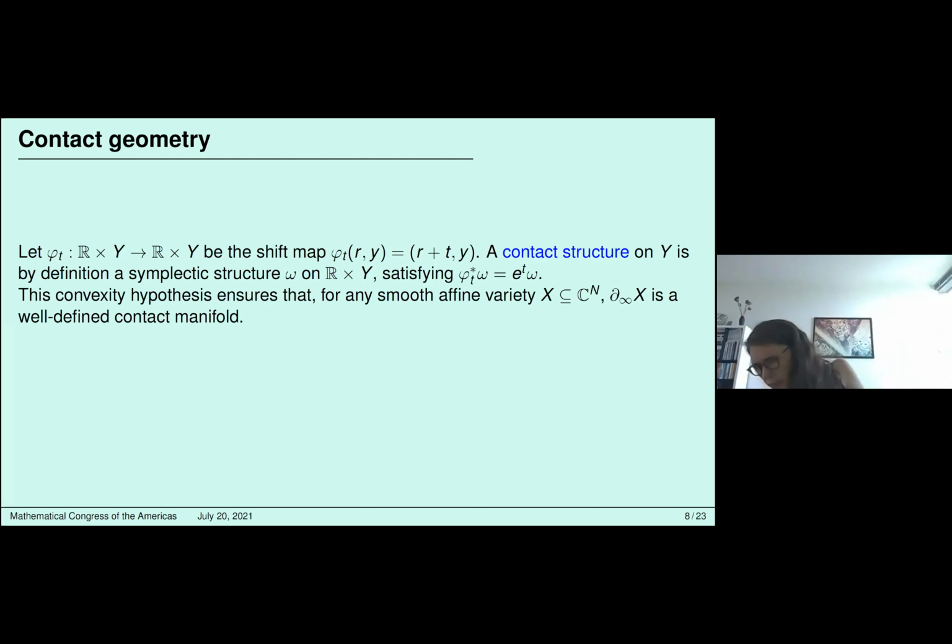This is just saying again what I have said, but the point of this definition is that if you have an affine variety, like in Cn, some complex manifold, which in particular is a symplectic manifold, then you would like to make sense of its boundary at infinity. What is that geometry? Is there a way to talk about that? Contact geometry is the way to do that.